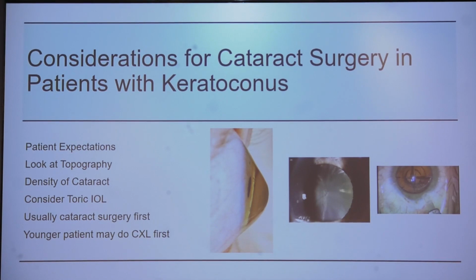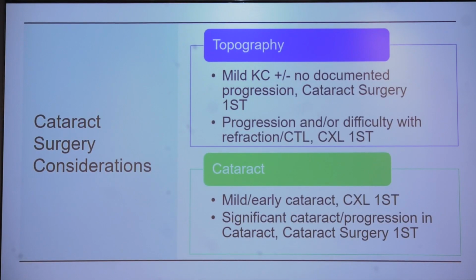Taking patients with keratoconus, for example, when we address patients who have keratoconus and do cataract surgery, one of the main things is to also address patient expectations. You want to look at the topography and tomography, take a look at the cataract, the density of the cataract. Usually we do the cataract surgery first, but there are cases where in a younger patient you may cross-link the patient first. And it's also reasonable to consider a toric lens.